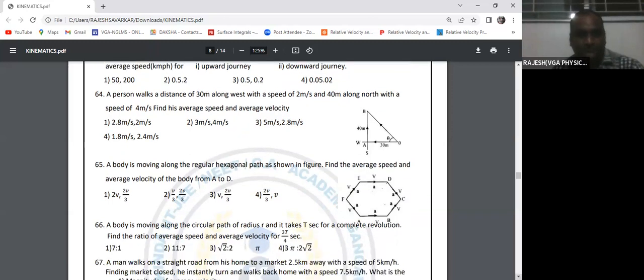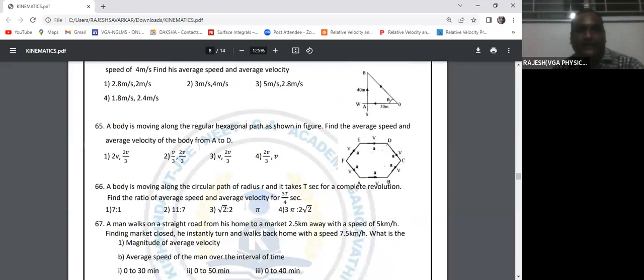Next question. A body is moving along a regular hexagonal path as shown in the figure. Find the average speed and average velocity of the body from A to D. Let us discuss this problem. So it is going in a regular hexagon.